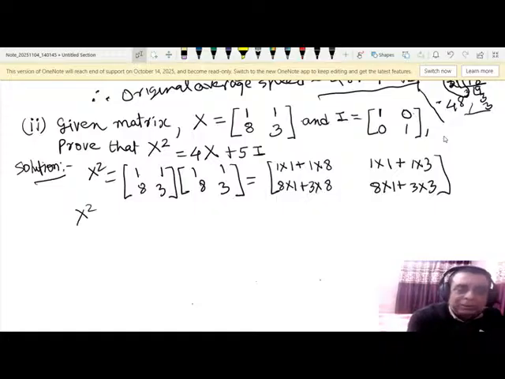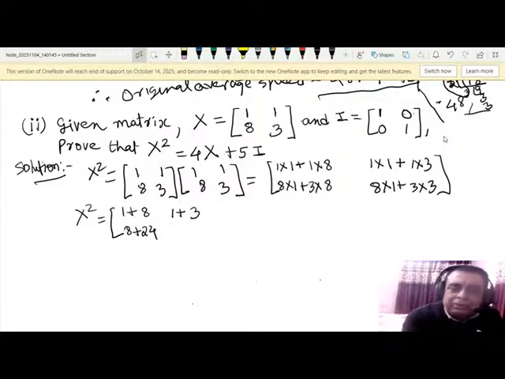Now simplify. 1 times 1 is 1, plus 1 times 8 is 8. Now the second element of the first row: 1 times 1 is 1, plus 1 times 3 is 3. Now the first element of the second row: 8 times 1 is 8, plus 3 times 8 is 24. Now the second element of the second row: 8 times 1 is 8, plus 3 times 3 is 9.